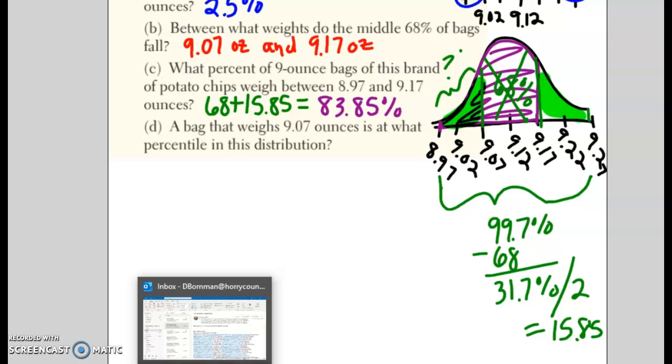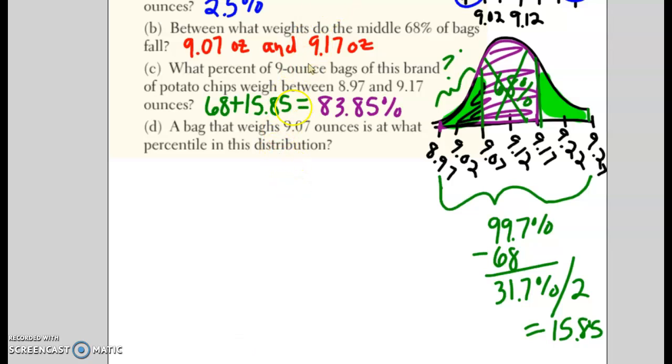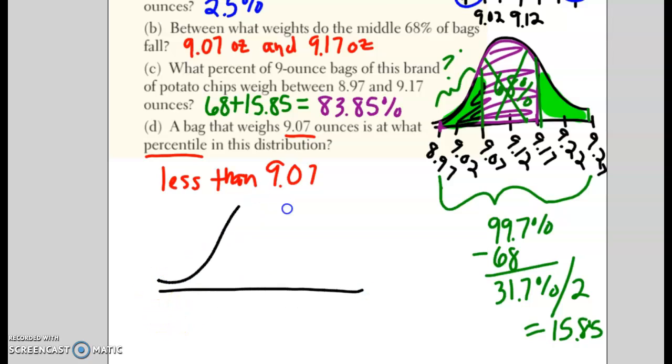And then last one here, a bag that weighs 9.07 ounces is at what percentile? So remember, percentile represents the percentage below. So I really want to know, well, what percent is less than 9.07? I'm going to draw another curve, my last picture. And 9.12 is in the middle. So I really want this left tail, so from 1 standard deviation and less.